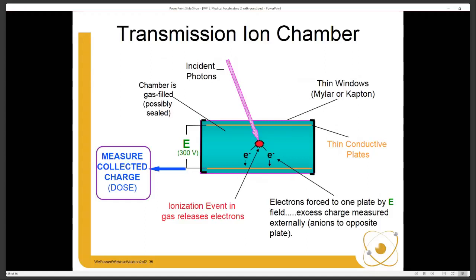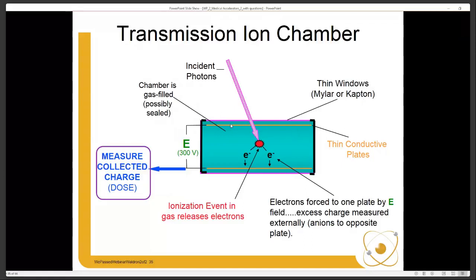So once we've passed through the flattening or uniform intensity portion of the head, we're going to hit the transmission ion chamber or the dosimetry section. Now, a transmission ion chamber generally looks like a snare drum. It has an entrance window and an exit window. Of course, it's filled with a gas, possibly air. It could be sealed or open depending upon the manufacturer. Popular materials for the windows are Kapton or Mylar, and usually we have conductors plated onto the Kapton or Mylar.